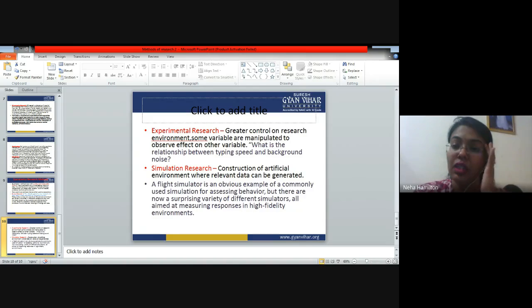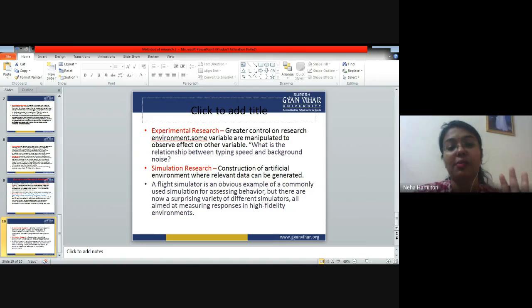We have clear cut two variables. We are studying the relationship between two variables, right? So, what are the two variables here? The first variable is typing speed, and the second variable is the background noise, right? These are the two variables that we are studying. So, in experimental research, we are studying the relationship between these two variables, the typing speed and the background noise.